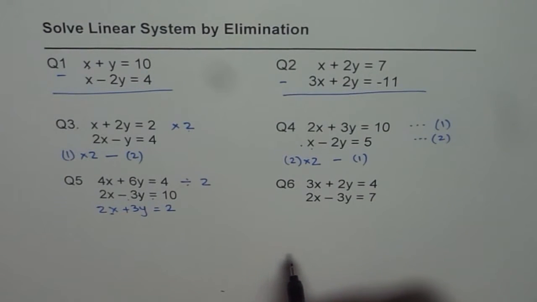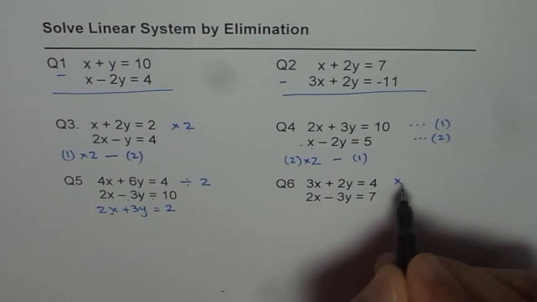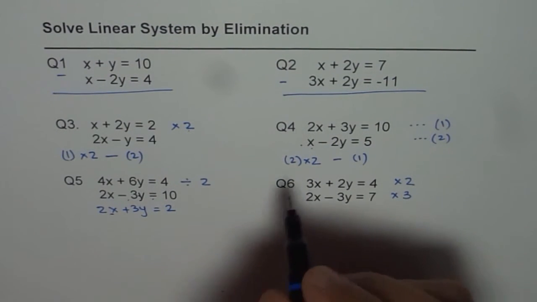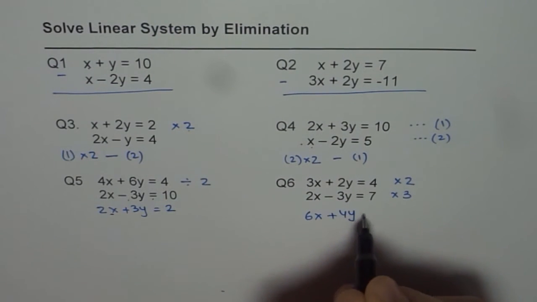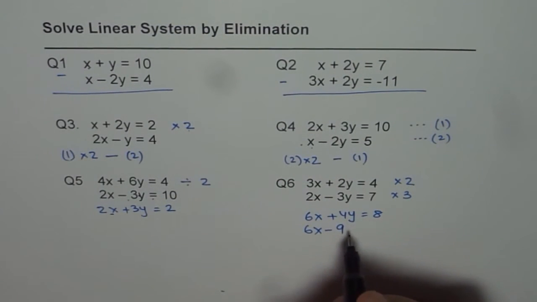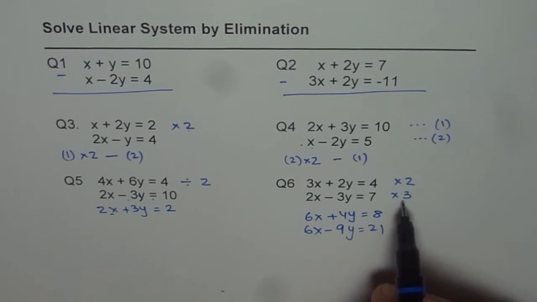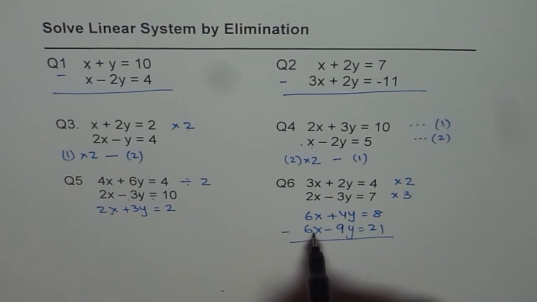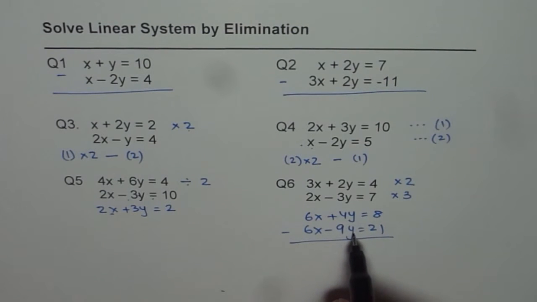Here what you can do is, in this case the coefficients are such that you need to multiply the first equation, let us say, by 2 and the third by 3. If I multiply the first by 2, what do I get? I get this as 6x plus 4y equals to 8. And if I multiply the second equation by 3, I get 6x minus 9y equals to 21. By doing that, we have made the coefficients for x's as same, right? So now we can take away the second equation from the first, solve for y. Once you solve for y, then substitute the value of y and find x, and find the solution of your system. So this is the method which is going to be followed.